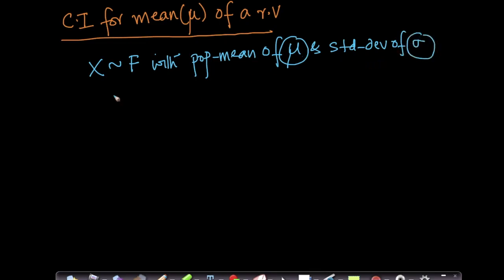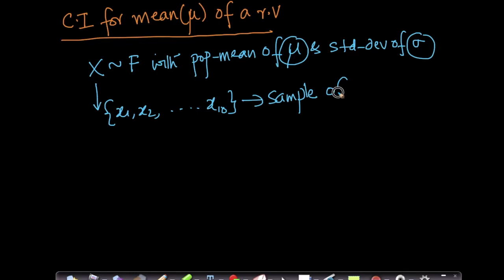Now let's assume I have a sample from this. I have, let's say, x1, x2, and so on and so forth, up to x10. This is a sample of size 10, which is often written as n equals 10. So this is a sample of size 10.